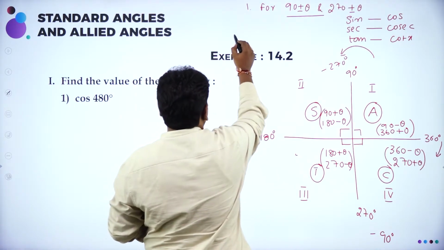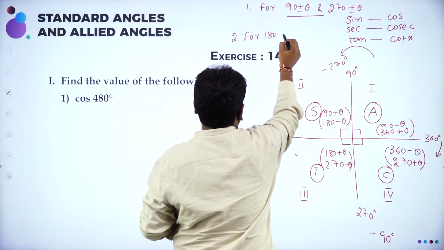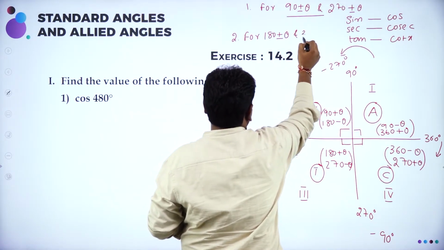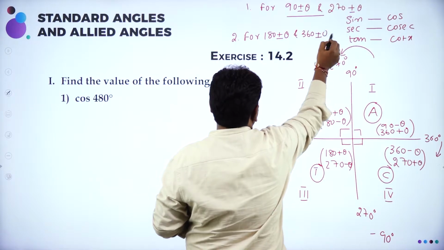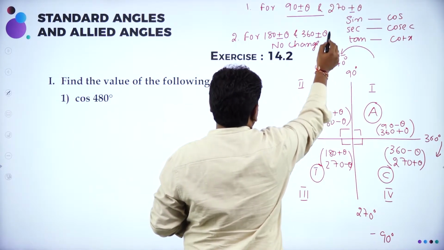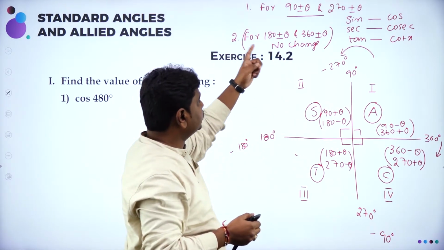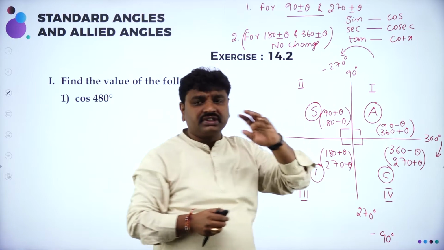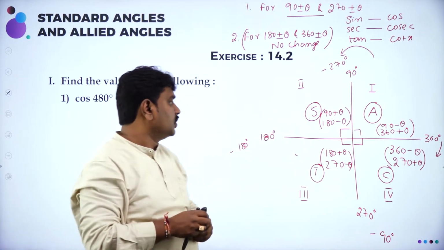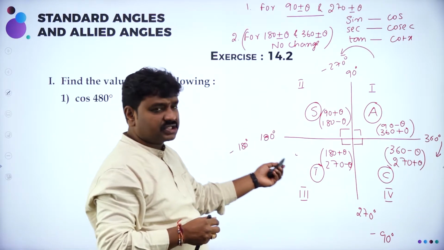And for 180 and 360, no change in the function. For 180 plus or minus theta and 360 plus or minus theta, no change in the function. Function does not change. So when function does not change, for 180 and 360, function does not change. When function changes, for 90 and 270, function changes to what? Co-ratio. So now this is the quadrant system, first, second, third, fourth, ASTC.